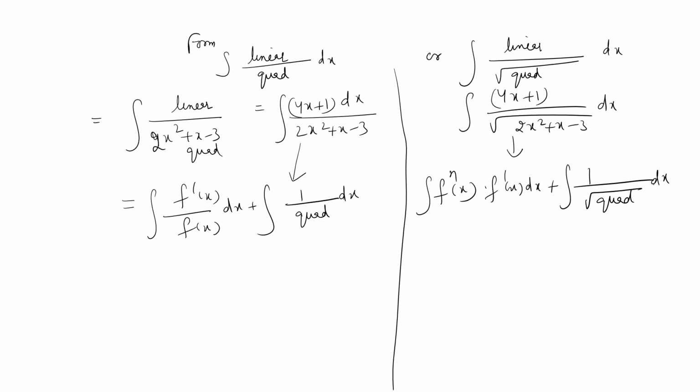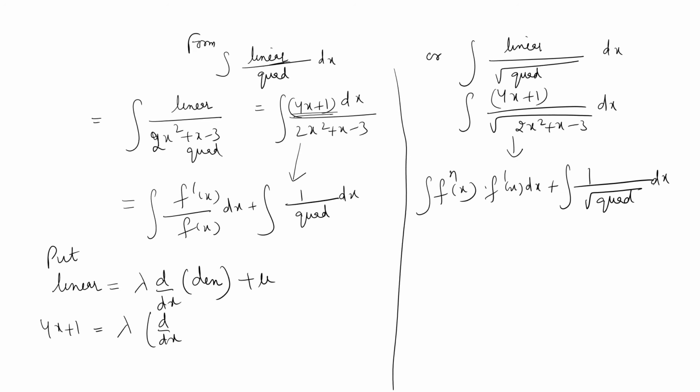So there is a process involved in this, and that process is: for this breaking, what will you do? Put the linear function as lambda times d dx of the denominator plus mu, right? For example, 4x plus 1 is lambda times d dx of the denominator, 2x square plus x minus 3, plus mu, right?